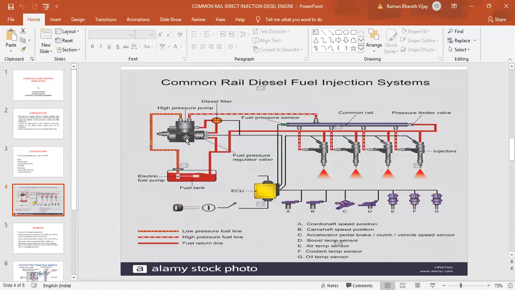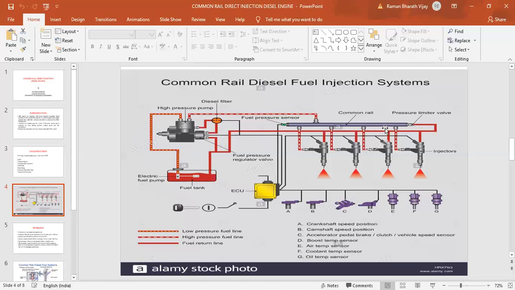It has been transmitted to the common rail using another opening. Okay, so I will repeat. From the fuel tank, using the electric fuel pump, the fuel is being transmitted to the gear pump, where when it enters it goes at low pressure. When it goes out, it goes at high pressure. So high pressure fuel enters the common rail connection.